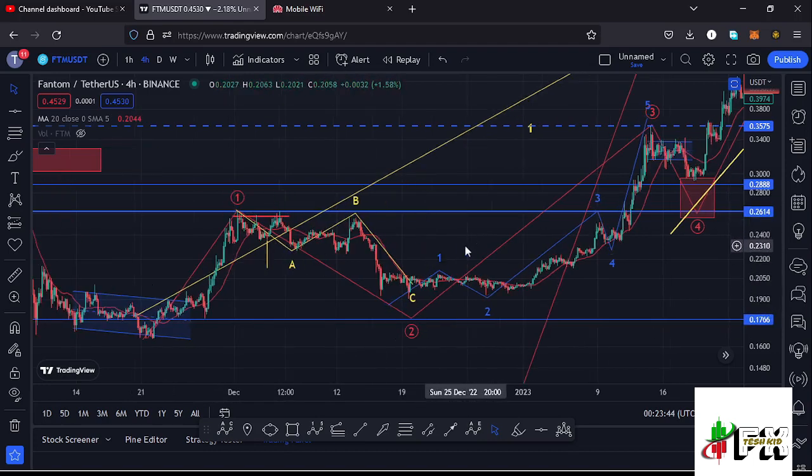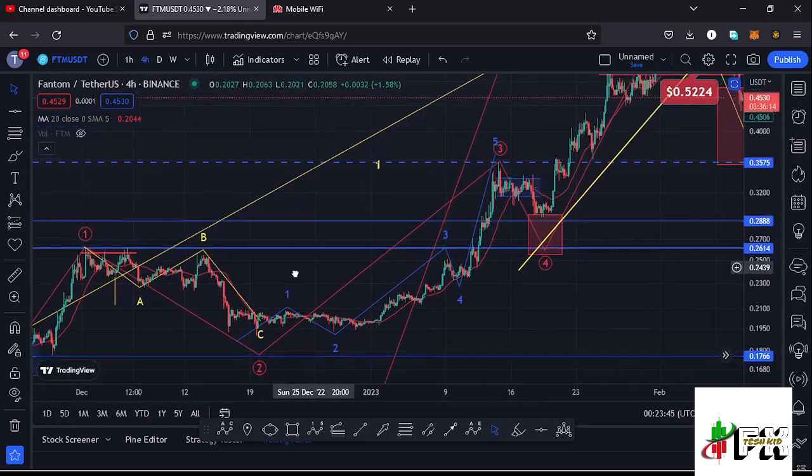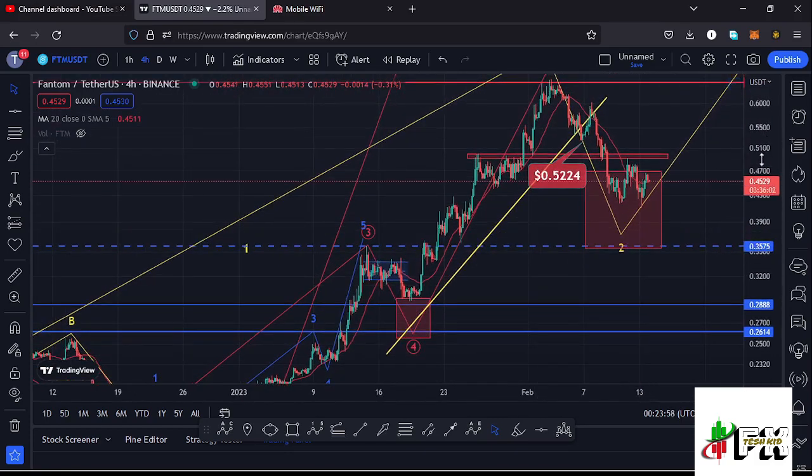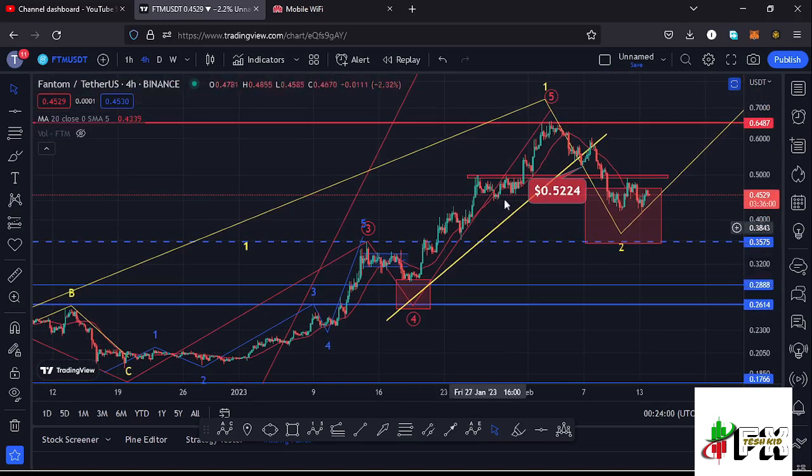And after seeing the low for that second wave, we started a massive bounce to the upside in the formation of this wave 3, giving us a peak at around the $0.3575 mark. And after seeing the high for that wave 3, we started a corrective structure in the formation of that wave 4. And after seeing the low for that fourth wave, we started another massive bounce to the upside in what has given us the peak in the formation of that wave 5 at around the $0.6574 mark.